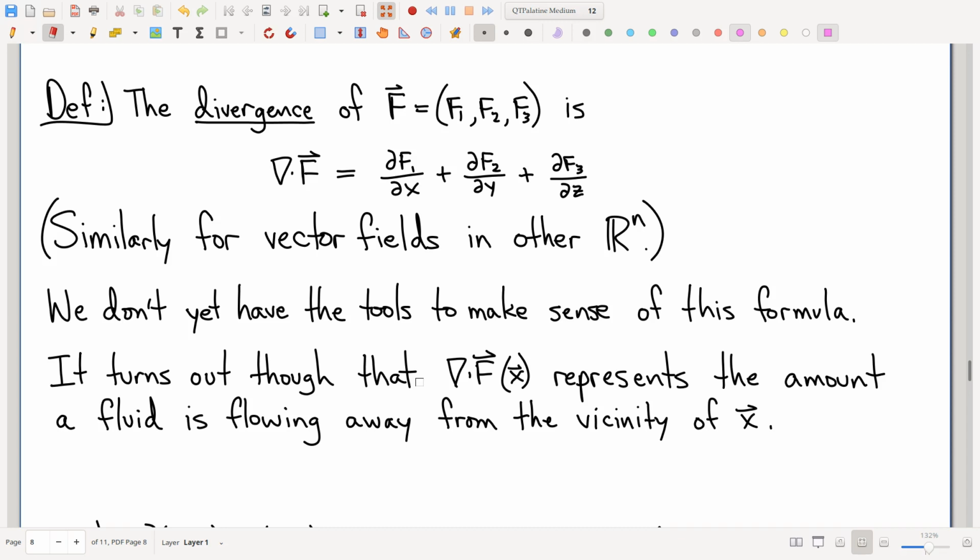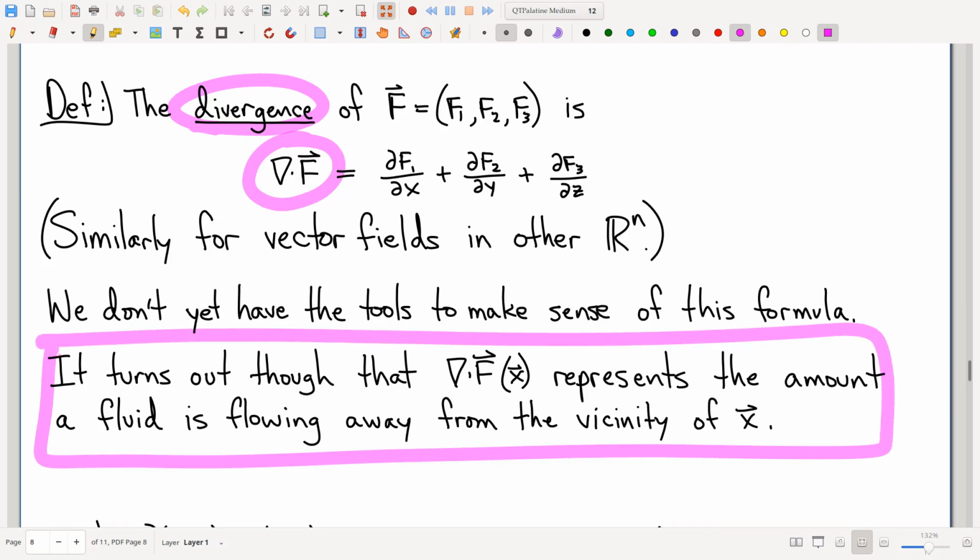So until then, I'm just going to claim and hope you're willing to believe me that divergence, aka del dot f, represents the amount that the fluid is flowing away from the vicinity of where you've evaluated your divergence. That's just a claim. I'm going to show you some examples in a moment here of what we mean by how much the fluid is flowing away, but this is the claim.